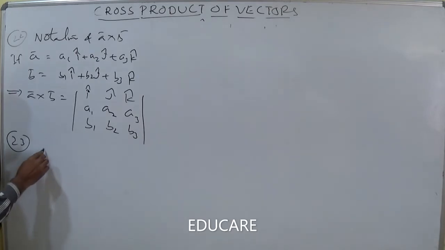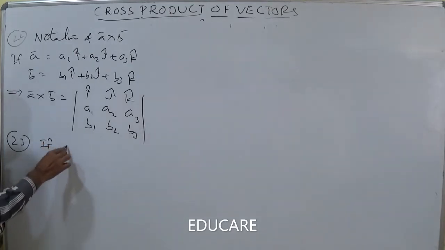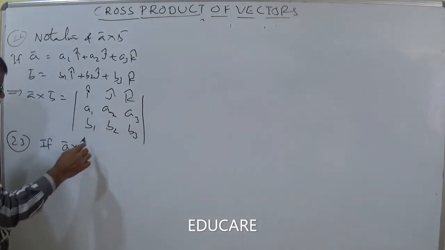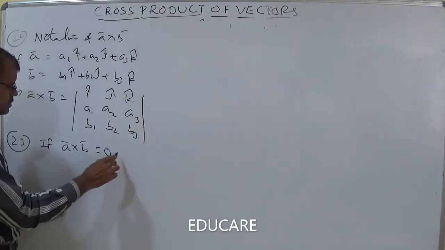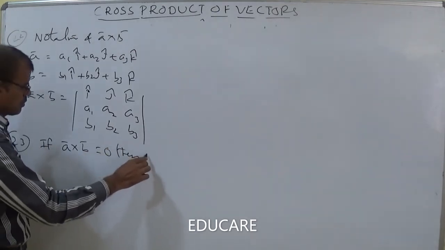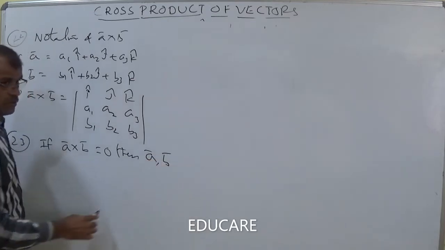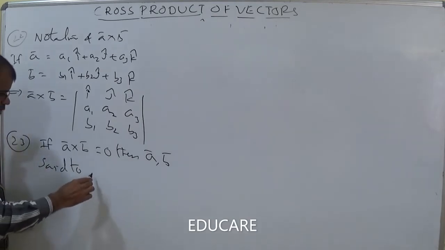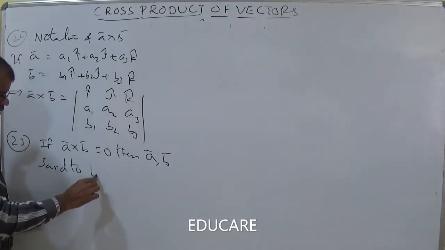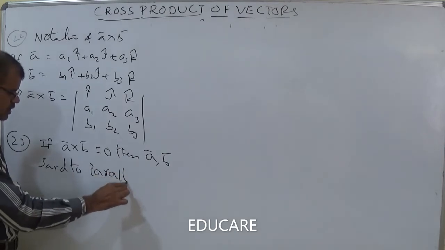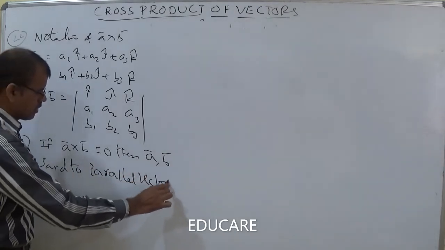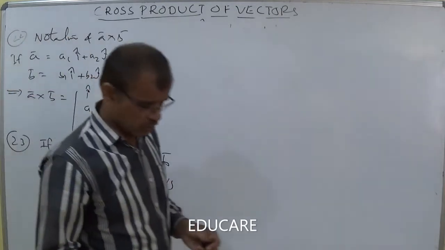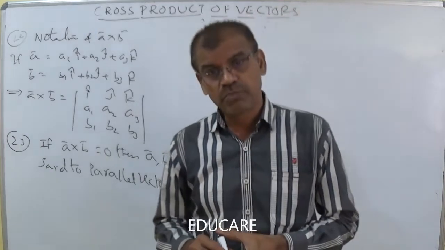Next, once again I am saying that if A cross B is equal to 0, then A bar comma B bar are said to be parallel vectors. The difference between A bar dot B bar and A bar cross B bar is, if A bar dot B bar is equal to 0, the two vectors are said to be perpendicular vectors.